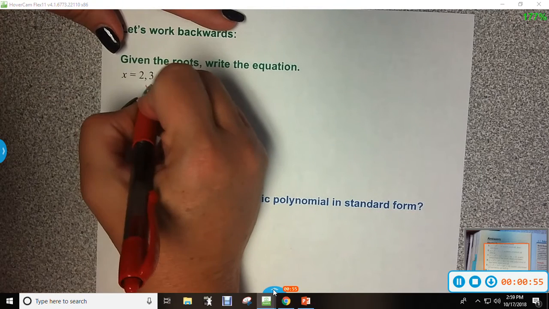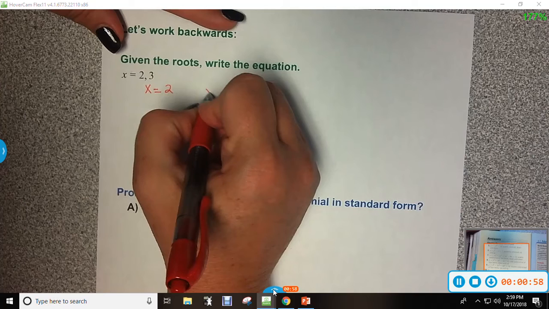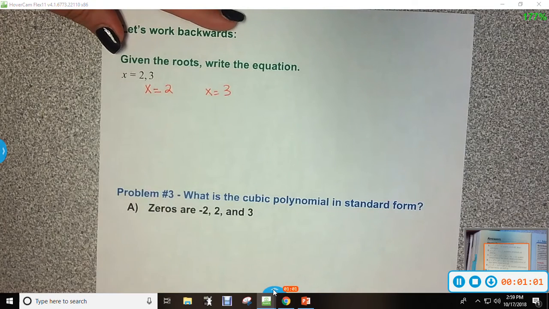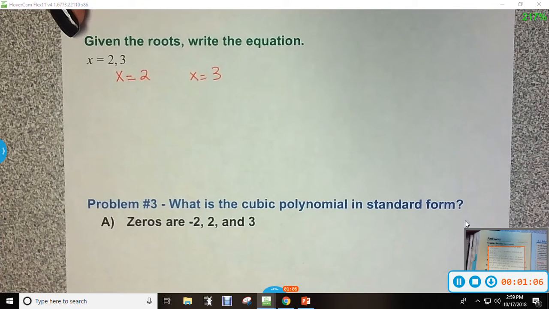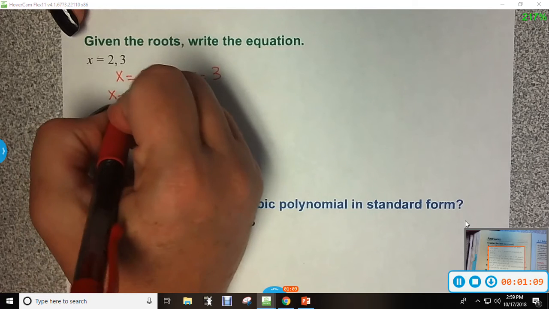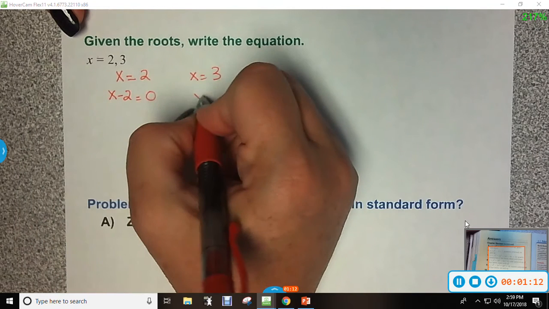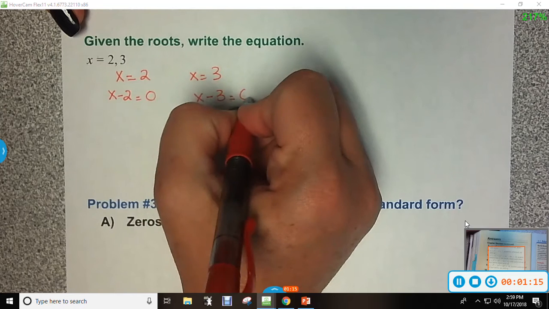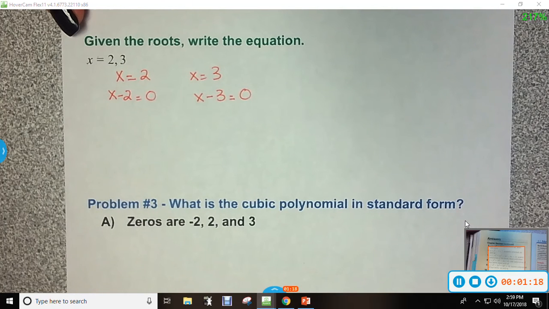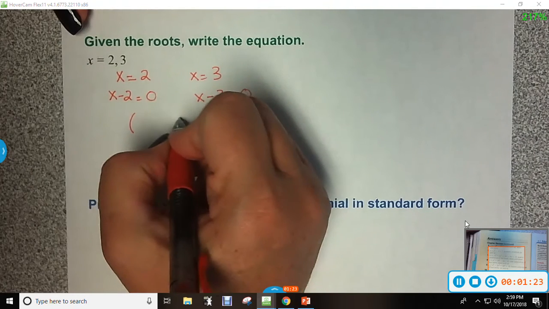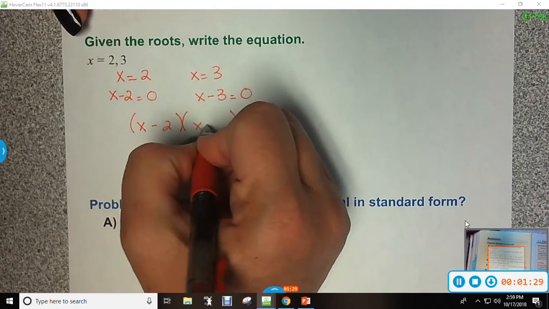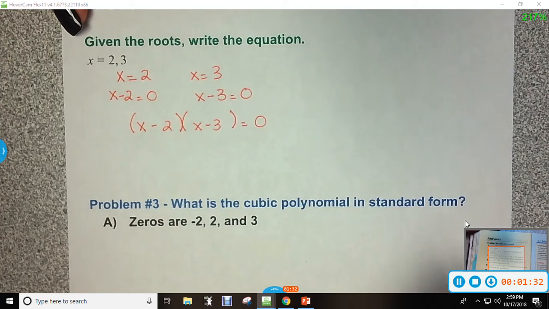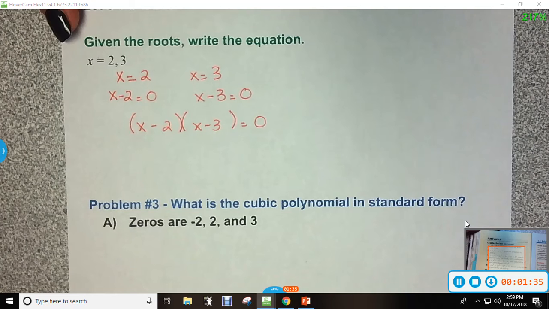So what I've actually got here is I have x equals 2 and x equals 3. For both of those, move the number back with the x. So that's going to be x minus 2 equals 0 and x minus 3 equals 0. Now, I want to put those two things in parentheses as factors, and you can set it equal to 0 or you can set it equal to y. I'm good with either one.